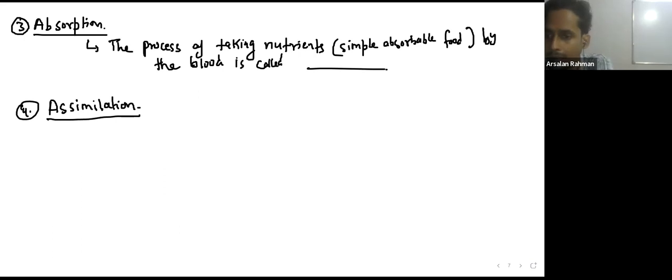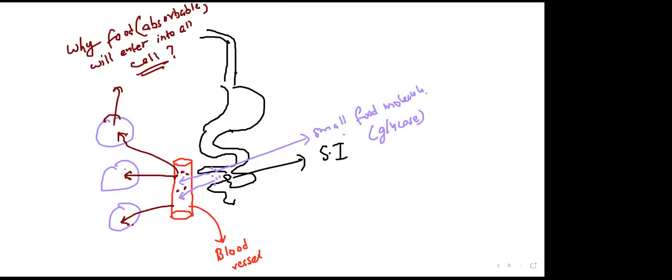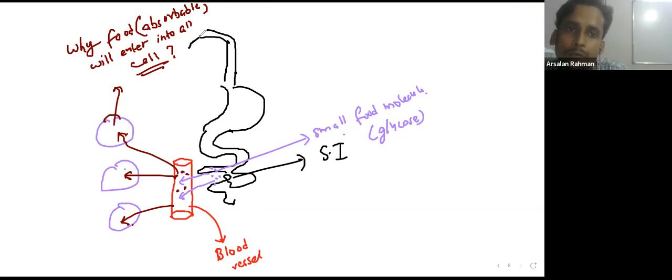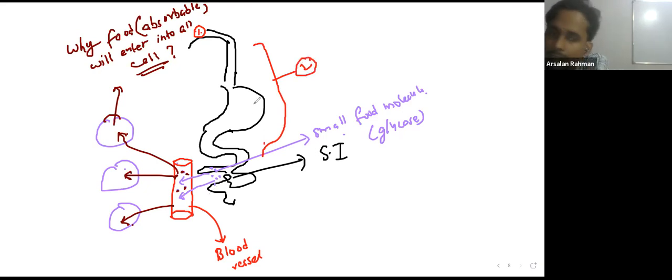Okay, let me go back to this slide. Now what happened first? You have taken the food inside your body. This process is called ingestion. Here it will perform the first process, ingestion. Here it will perform what beta? The second process, that is digestion. Here it is performing the third process, which is called absorption.